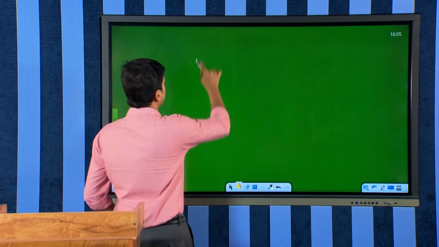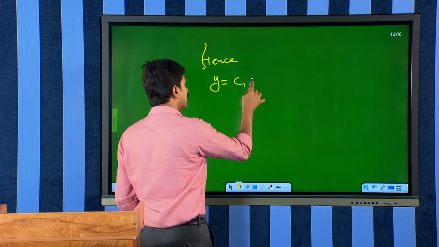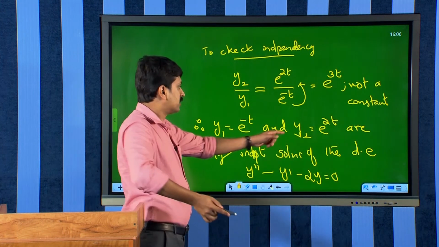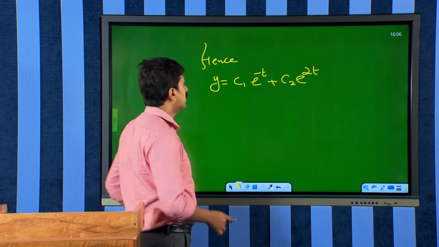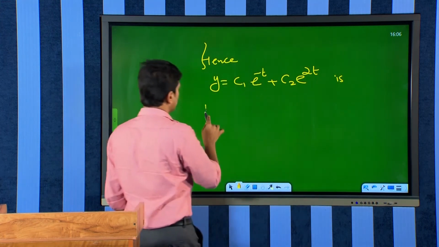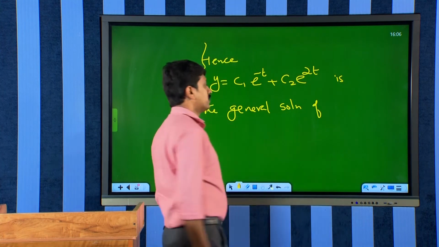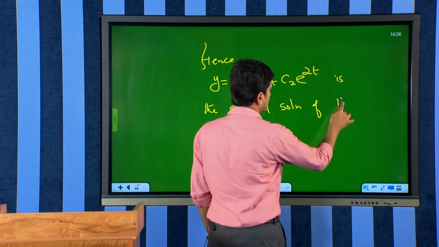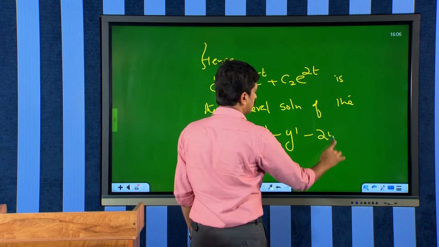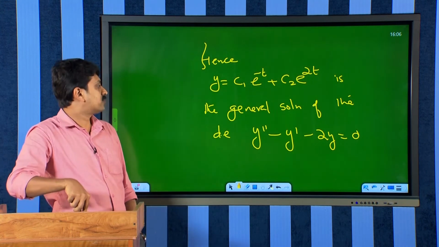Hence, we can say that y is equal to c1 y1 plus c2 y2, that is c1 e raised to minus t plus c2 e raised to 2t, is the general solution of the differential equation y double dash minus y dash minus 2y is equal to 0.